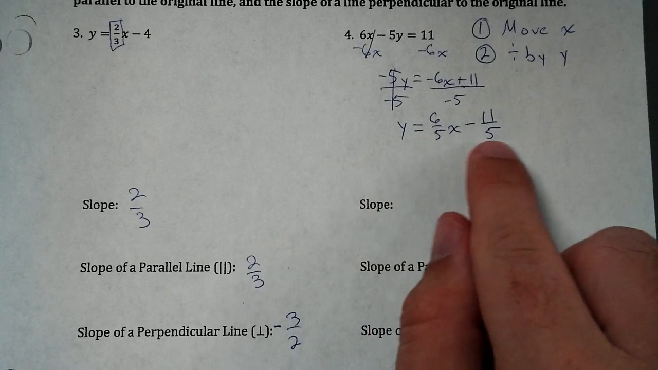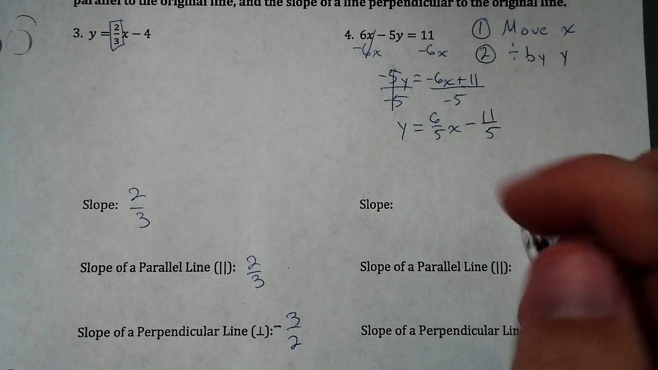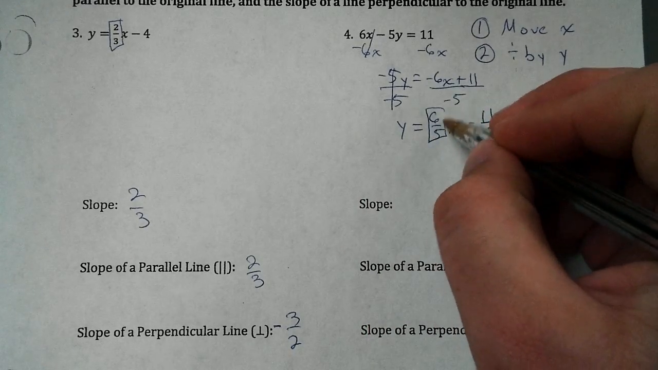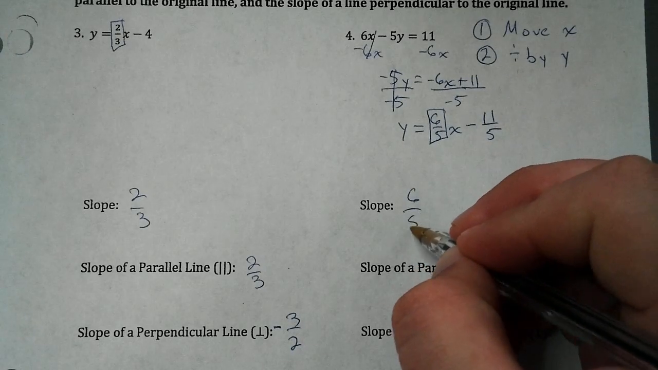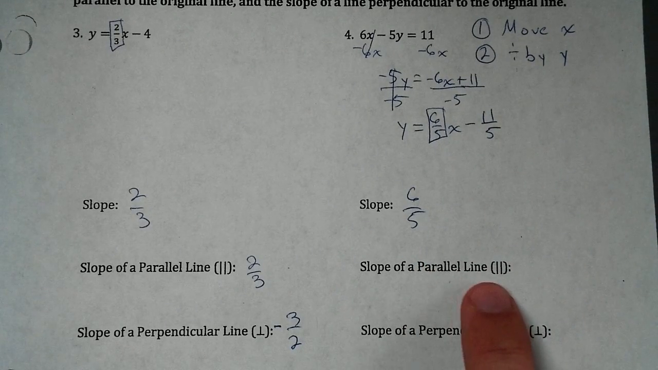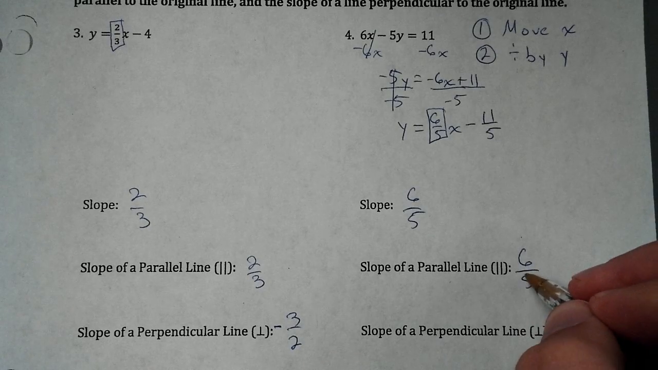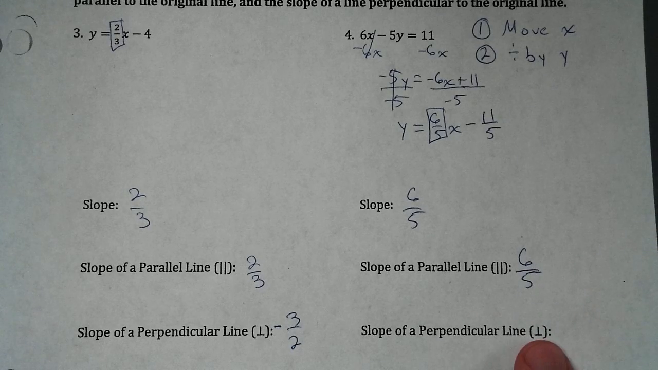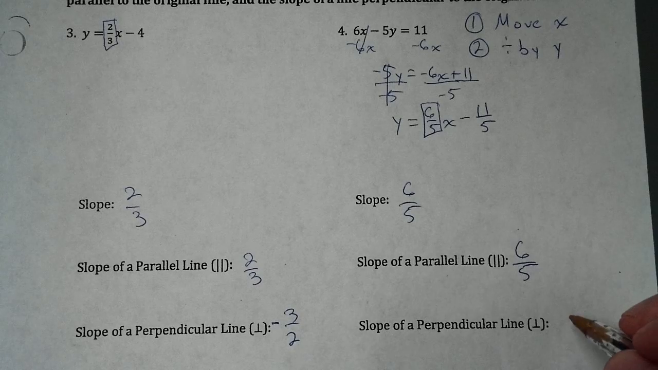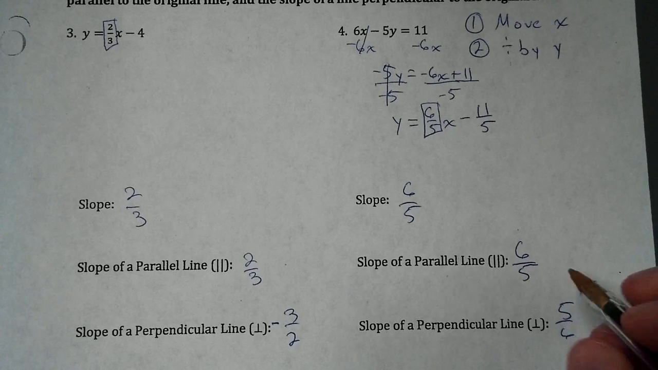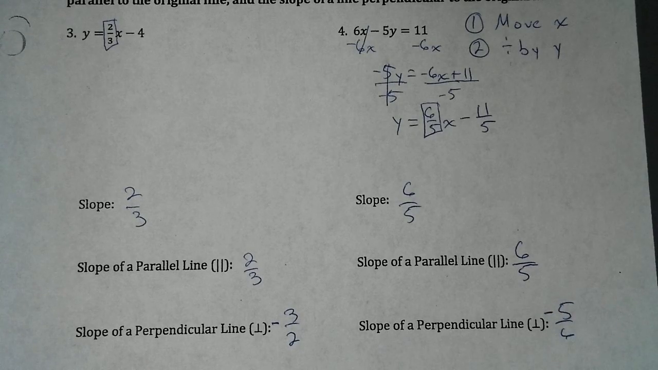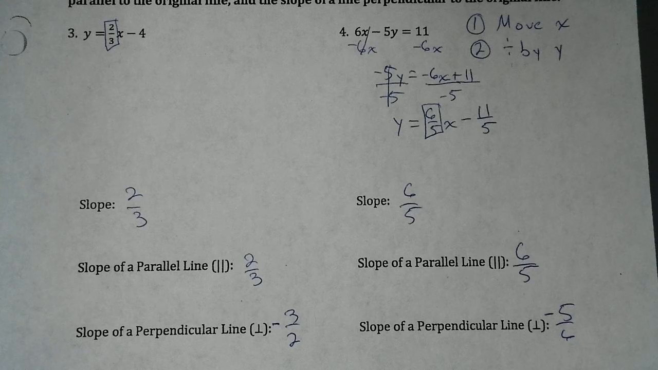Now, which of these numbers is our slope? Good, it's the one touching x. So our slope is 6 over 5. The slope of a line parallel to that is also going to be 6 over 5. And then the slope of a line perpendicular. Take that, flip it, 5 over 6, change the sign, so it's negative 5 over 6. All right?